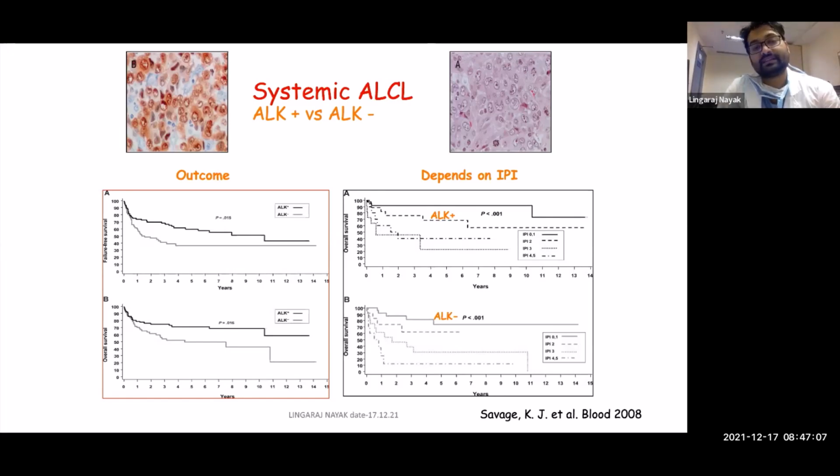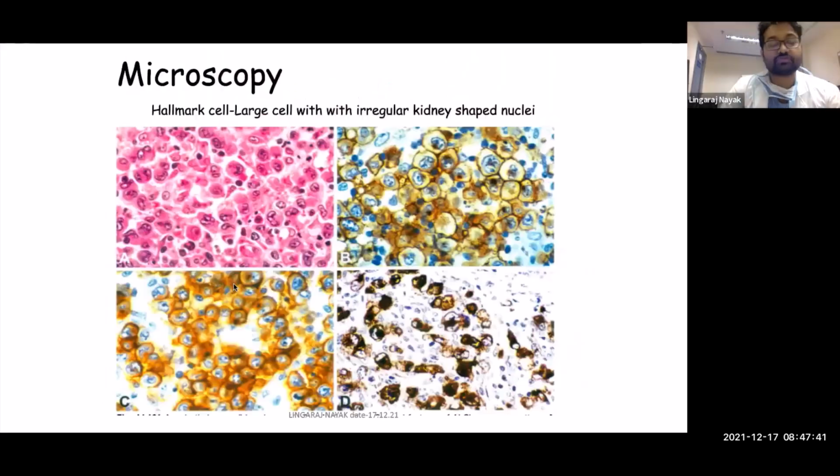PTCL NOS. Now, PTCL NOS is something which is a waste basket group where if you can't classify a T-cell lymphoma into the specific types, you put them into PTCL NOS. So earlier, these ALK negatives were actually in the PTCL NOS, but when you define them as a separate entity in the last WHO, now we have this ALK negative ALCL, which is different from PTCL NOS, and their outcomes are actually better if you compare the outcomes of PTCL NOS. And the same IPI holds true for both ALK positive and ALK negative.